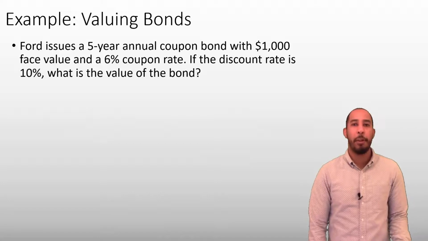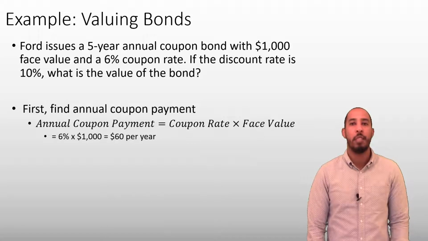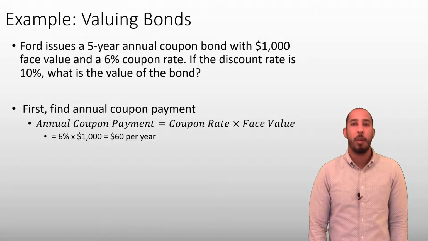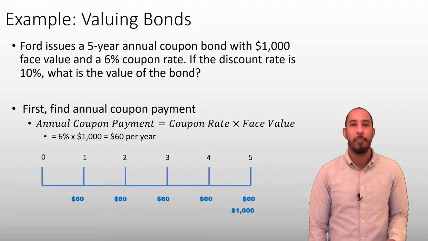Let's go back to the Ford example to figure out the dollar value of that bond. My first step is to find out what interest payments this bond will pay out. I can use the formula we brought up to find the annual coupon payment, which is equal to the coupon rate, 6%, times the face value of $1,000. So we get $60. This Ford bond will pay interest of $60 each year for the next 5 years. Next, I'll put all the cash flows on the timeline just to visualize everything. As you can see, we're going to get $60 a year for the next 5 years. And then at the bond's maturity date in 5 years, we'll also get a face value payment of $1,000.